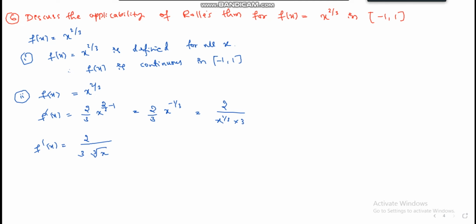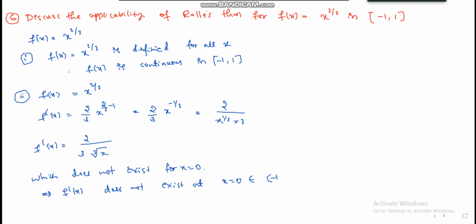Okay, in between minus 1 and 1 is 0, so therefore x is equal to 0 here. So when you substitute x is equal to 0, f dash of x does not exist here. Therefore we write f dash of x does not exist for x is equal to 0. Therefore this implies that f dash of x does not exist at x is equal to 0, which belongs to minus 1 comma 1.